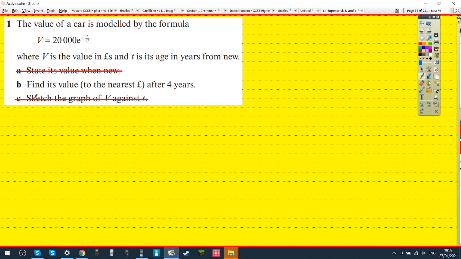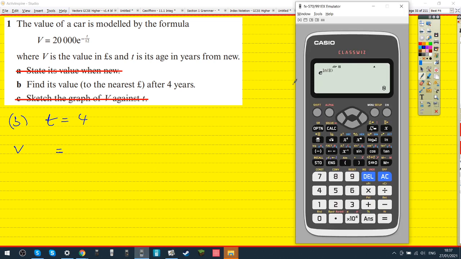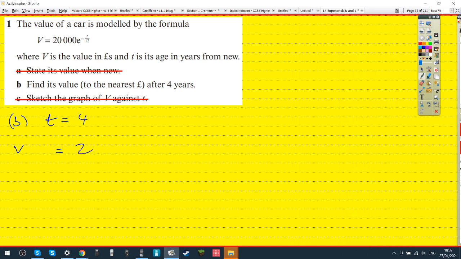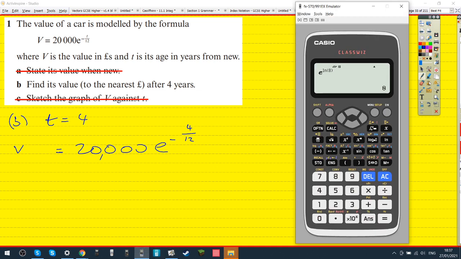So to find after 4 years, it would have to be e to the 4. After 4 years, t equals 4. And so you need to get v. Do you have to differentiate it? No. And so what do you put into calculator for this one? 20,000 e to the 4. Yeah, and maybe I'll just write it out. 20,000. T is 0, so it's e to the minus 4 over 12. So you just replace t with, you sub 4 for t.